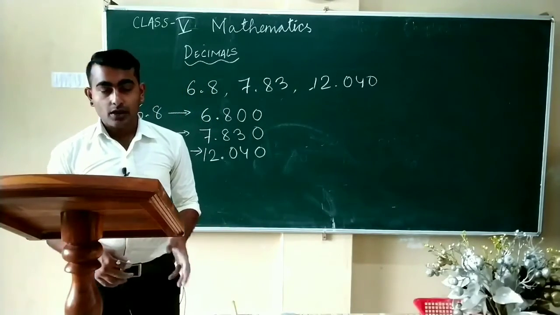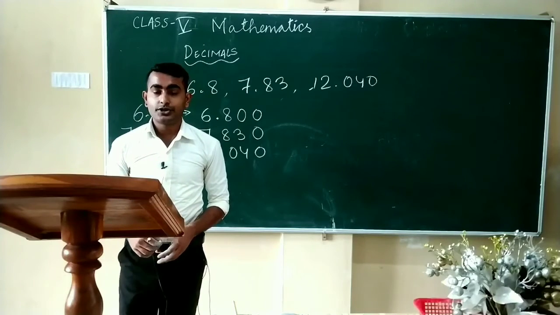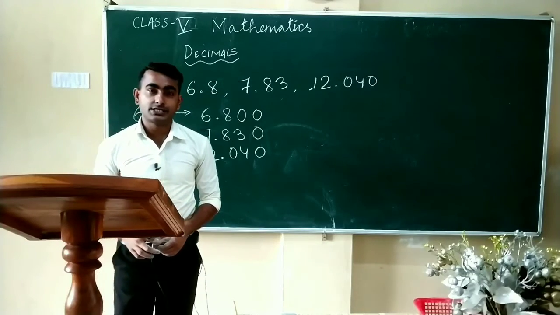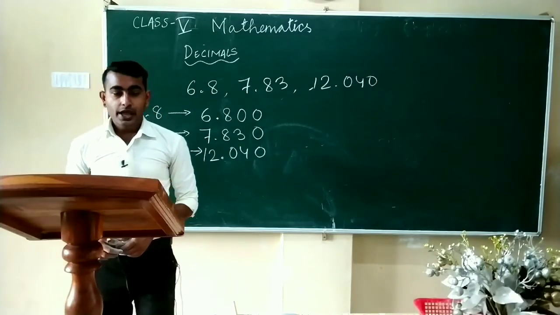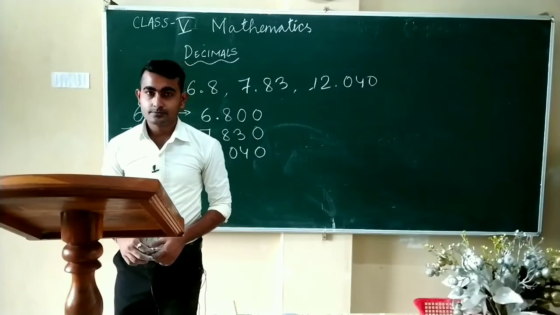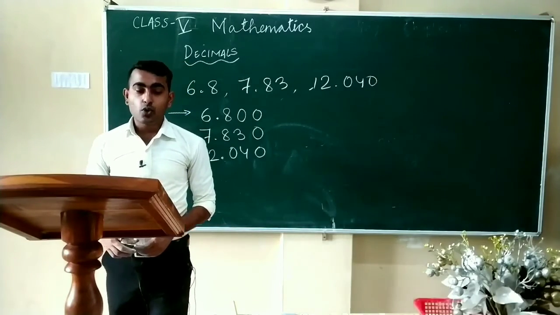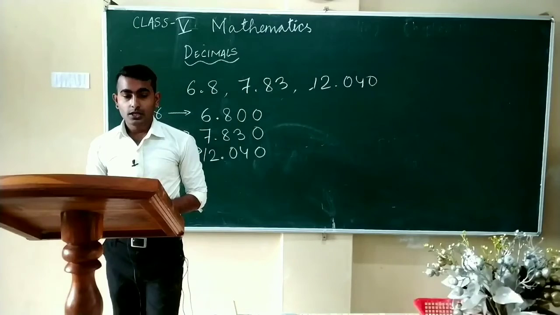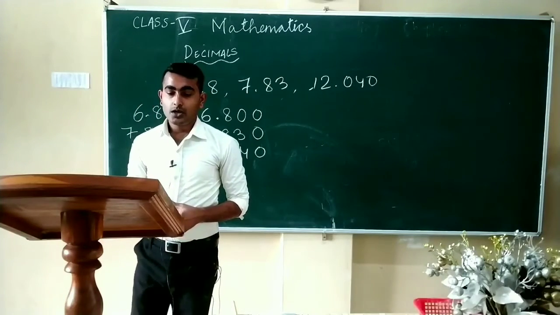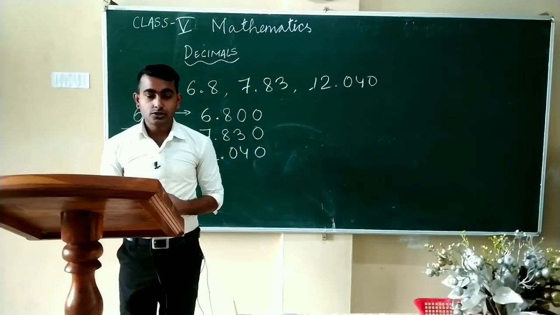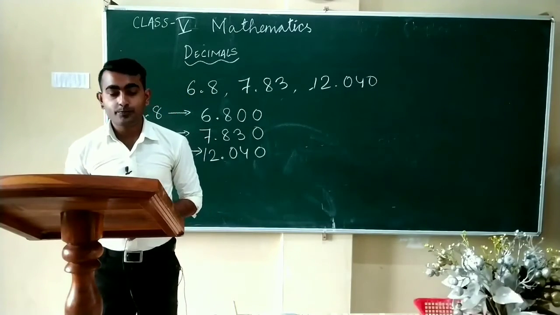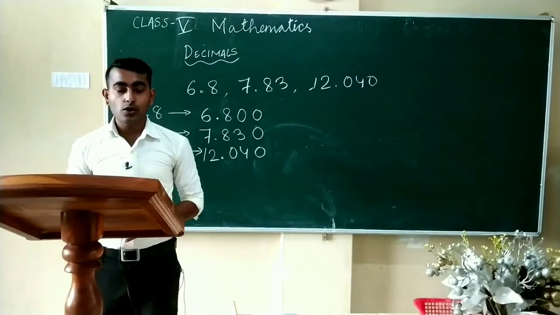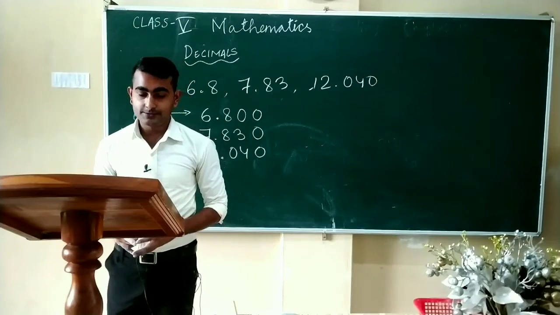Comparing and ordering decimals. To compare decimal numbers, follow these steps. First step, convert to like decimals. Step 2, first compare the whole number part. The number with the greater whole number part is greater.